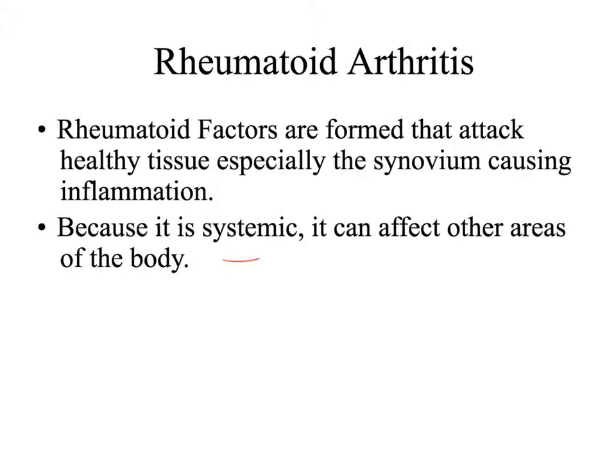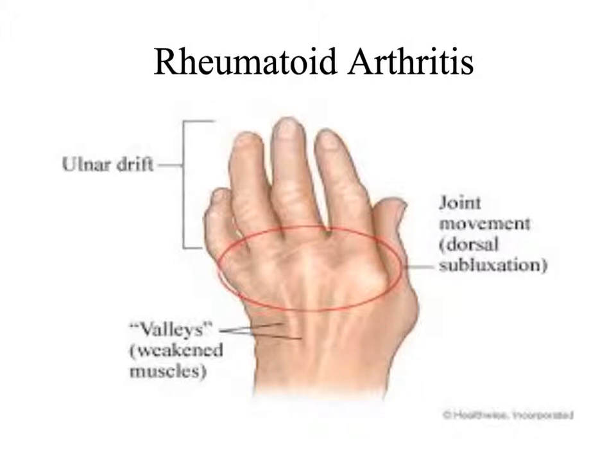And again, this is how it differs from osteoarthritis. Osteo could be localized to one joint. Somebody who has RA is most likely going to have it in both hands, as opposed to just one hand. This is just a picture of the deformed joint that you might see in a patient with rheumatoid arthritis, where the muscles weaken and it causes more of a deformity, as opposed to osteo, where you might just see an enlarged joint.